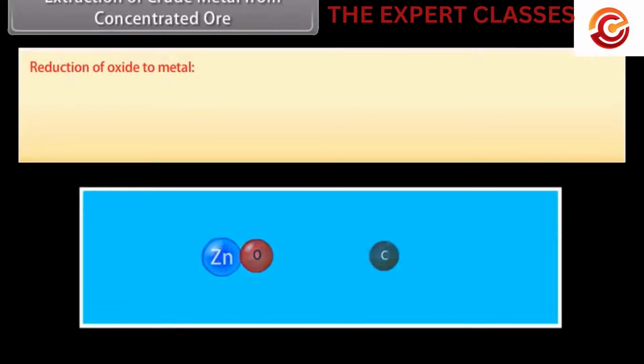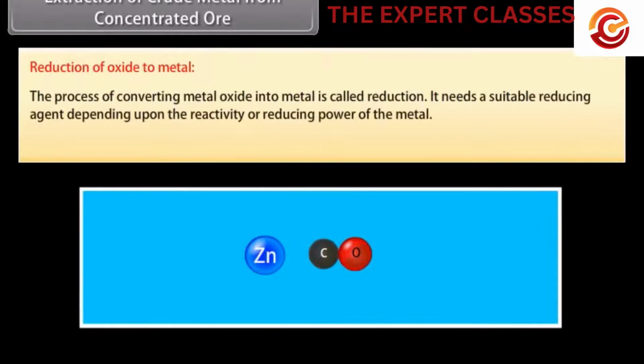Reduction of oxide to metal. The process of converting metal oxide into metal is called reduction. It needs a suitable reducing agent depending upon the reactivity or reducing power of the metal, for example, carbon, carbon monoxide, aluminium, and magnesium.